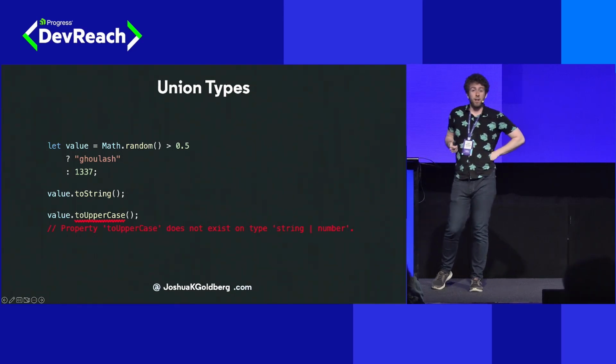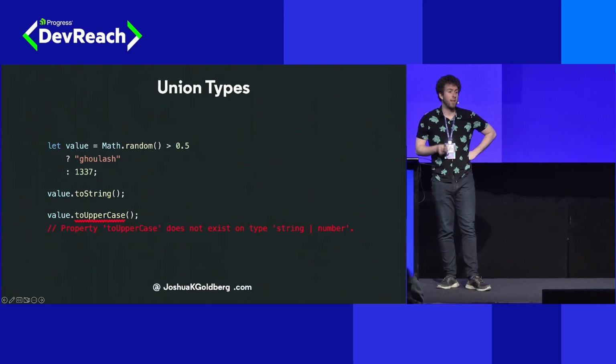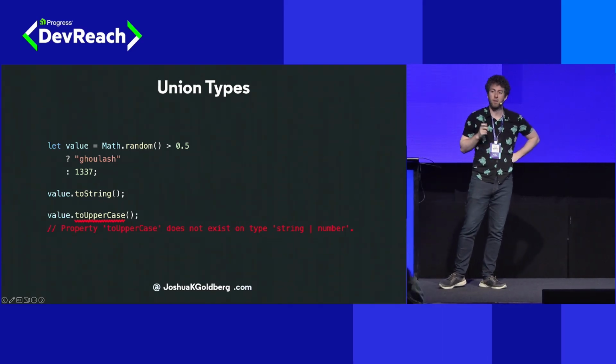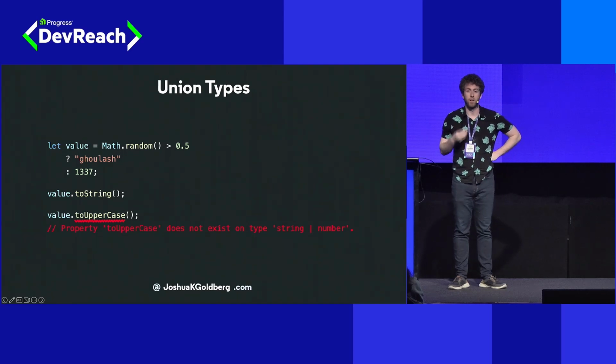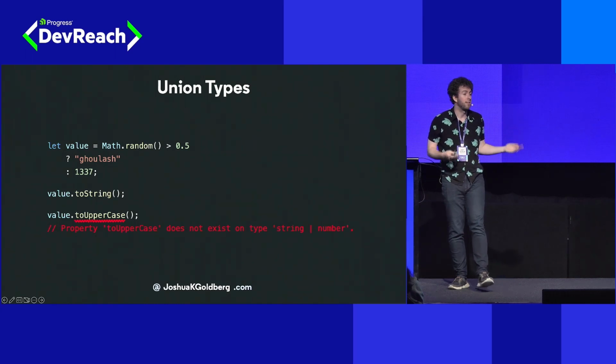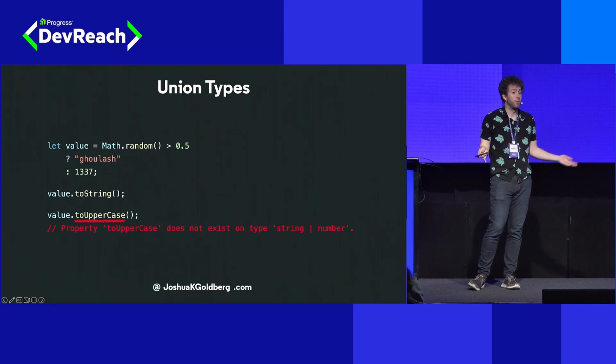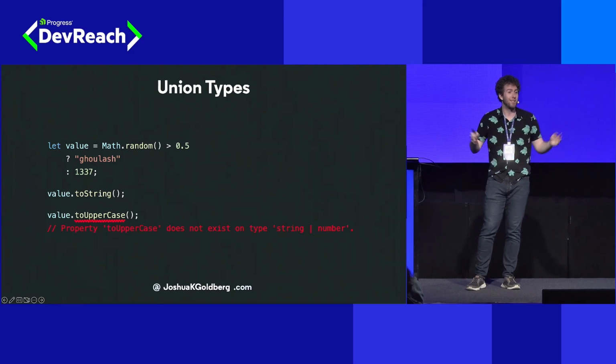And if you try to call a method on something that is a union type, TypeScript will make sure that that method exists on all the types that your variable could be. Because if your variable is the 50% case of just the number, toUpperCase doesn't exist. So this is an error. But valueToString, fun fact about JavaScript, exists on both strings and numbers. So that's allowed.